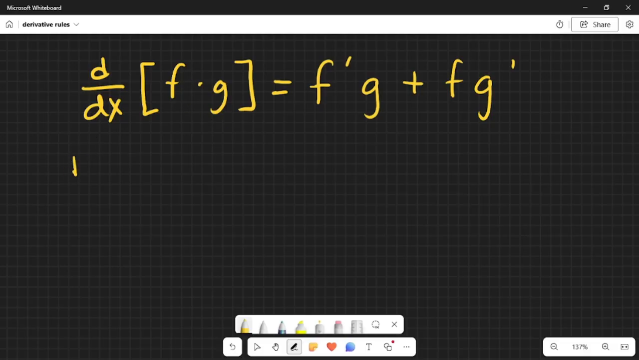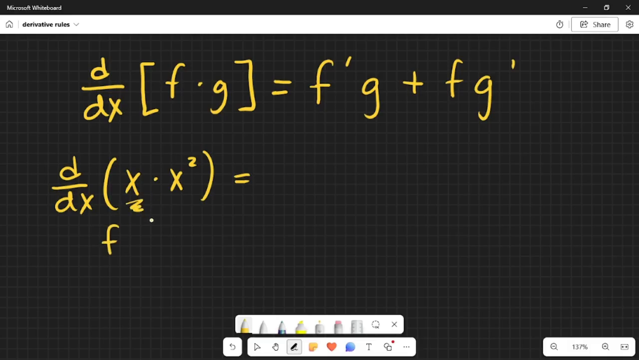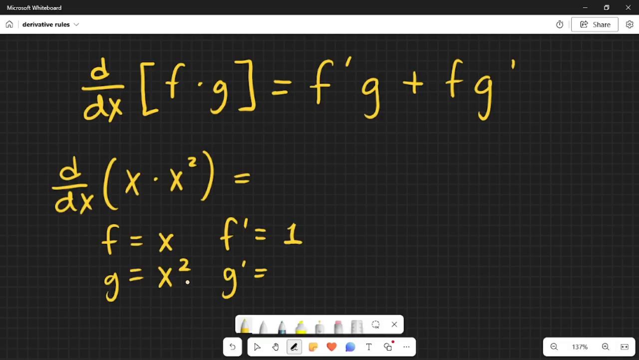So an easy example would be d/dx of x times x squared. Our f would be the first one, which is x, and our g is the second one that we multiply to, which is x squared. Then you're going to take the derivative of each of those. The derivative of x is 1, and the derivative of x squared is 2x. You're going to use these values and put them in this formula so we can find the derivative of this expression.